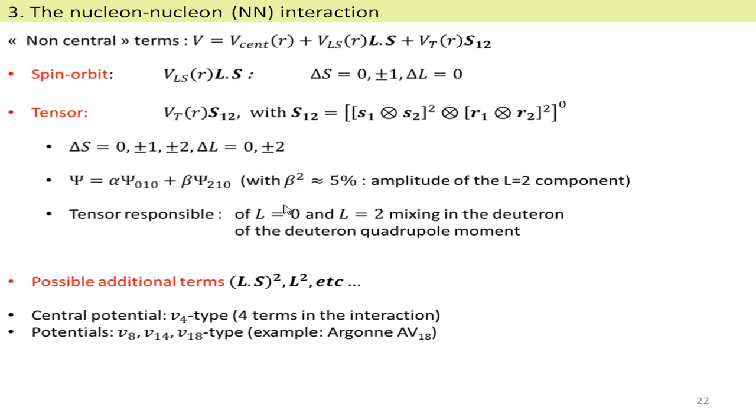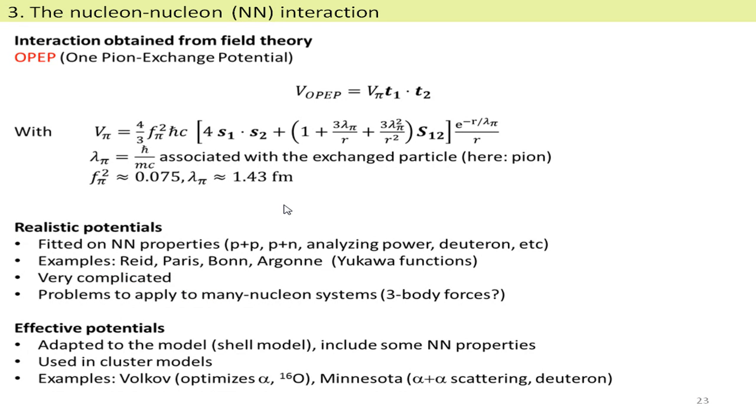This is the nucleon-nucleon interaction. An example is Argonne AV18. So these potentials contain many terms, and if you want to look at their expression, they take a full page of Physical Review. But this kind of potential allows us to reproduce many data: scattering data, quadrupole moment, polarization, and so on.